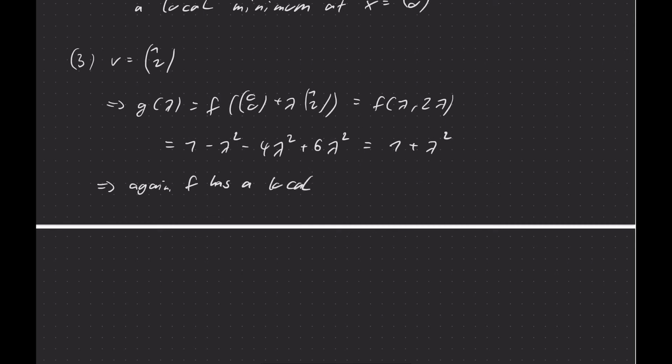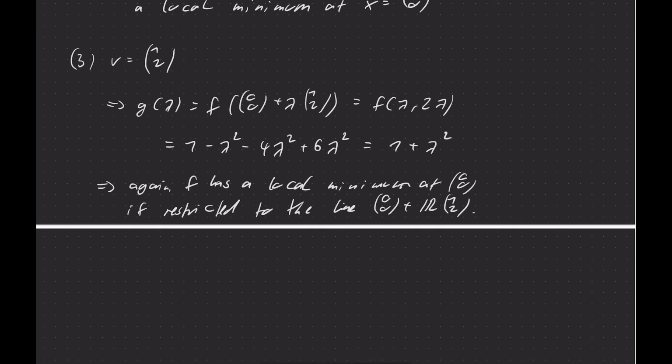F has a local minimum at 0, 0 if restricted to the line 0, 0 plus r times 1, 2. Okay, so also along this line, there's a local minimum.